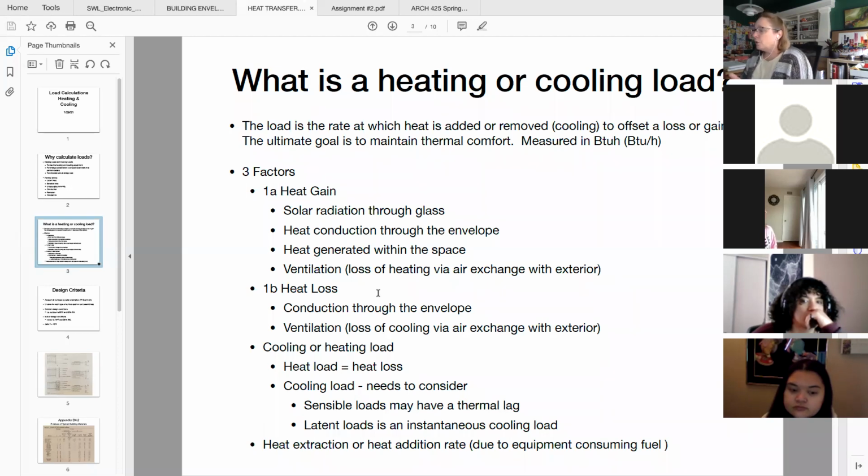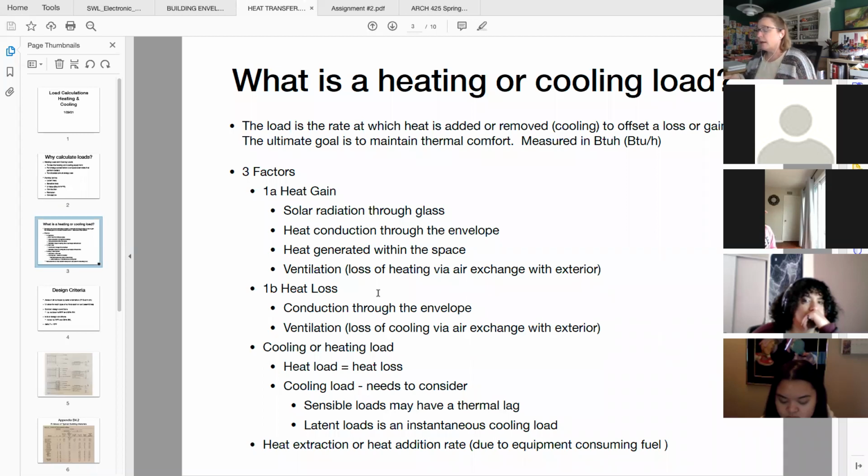So for our heating or cooling load, you can think of it as the heat load is equal to the heat loss. So that's from the interior to the exterior. Heating is when we're trying to bring up the inside temperature to our thermal comfort level. The cooling load is equal to the cooling loss, but it has the sensible and the latent aspects of it. And keep in mind the sensible heat might have a thermal lag factor in as it's losing humidity.